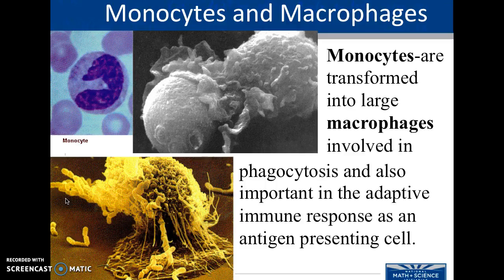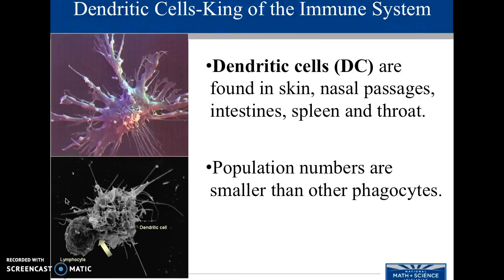Two other types of cells, well, this is one type, monocytes that end up becoming really large macrophages. They are involved in phagocytosis, so what the eosinophils cannot do, the macrophages will take care of. They are also important in the adaptive immune response, but as far as our innate immunity, they just engulf things that need to be engulfed.